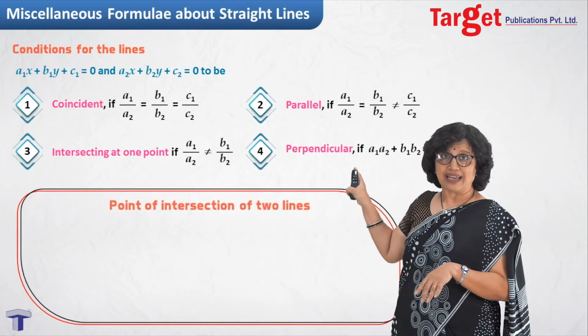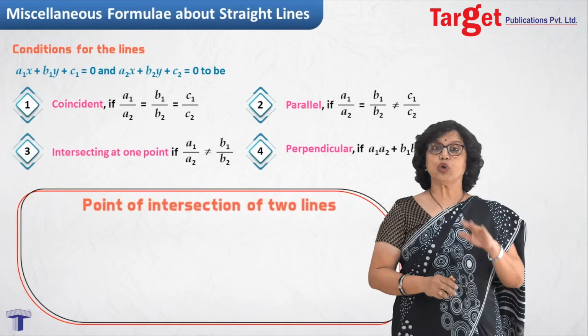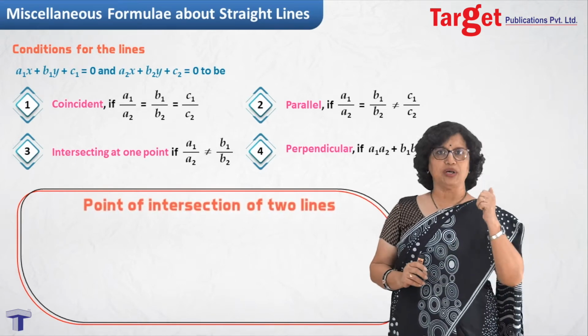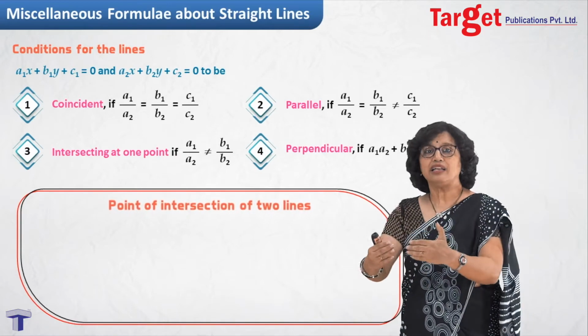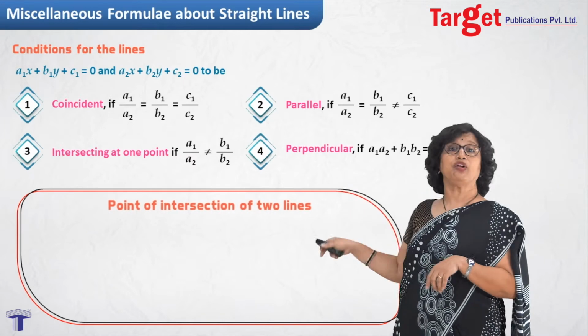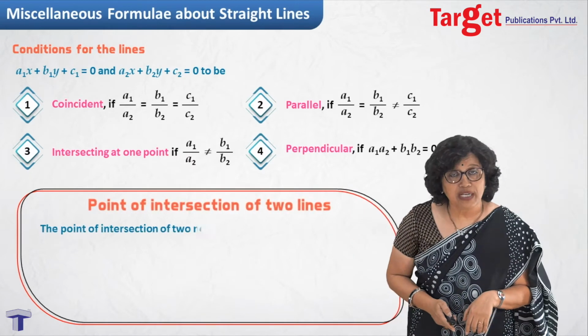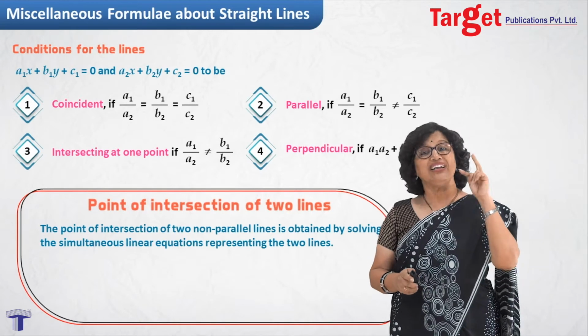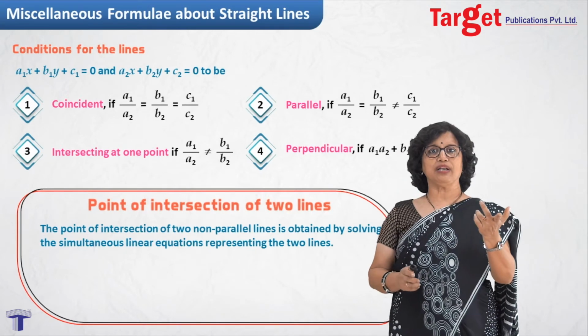That is the second case here, what I said. So understand that solving equations is something you have done in your lower classes, but the geometrical interpretation you had never been given. The geometrical interpretation is actually the point of intersection. The point of intersection of two lines you will always find by solving the two equations. That is the geometrical interpretation.